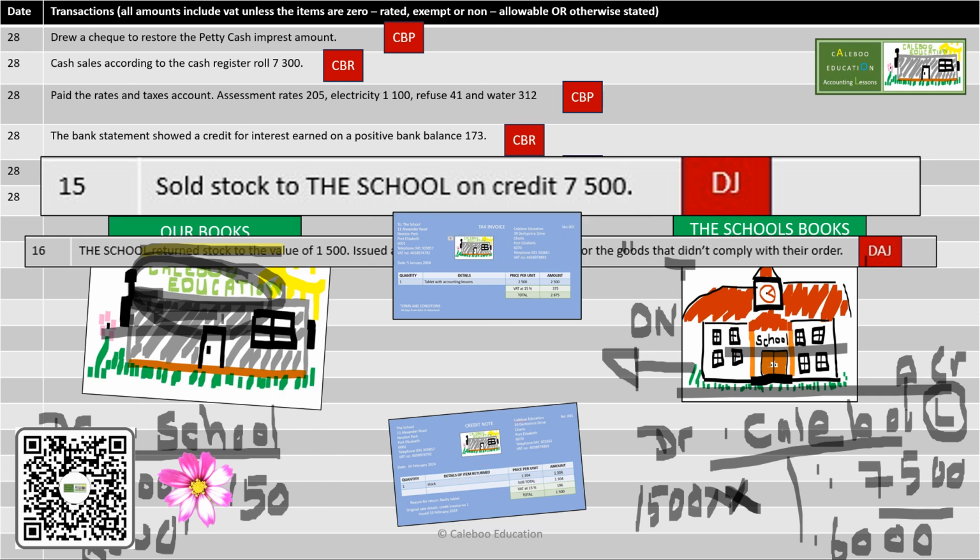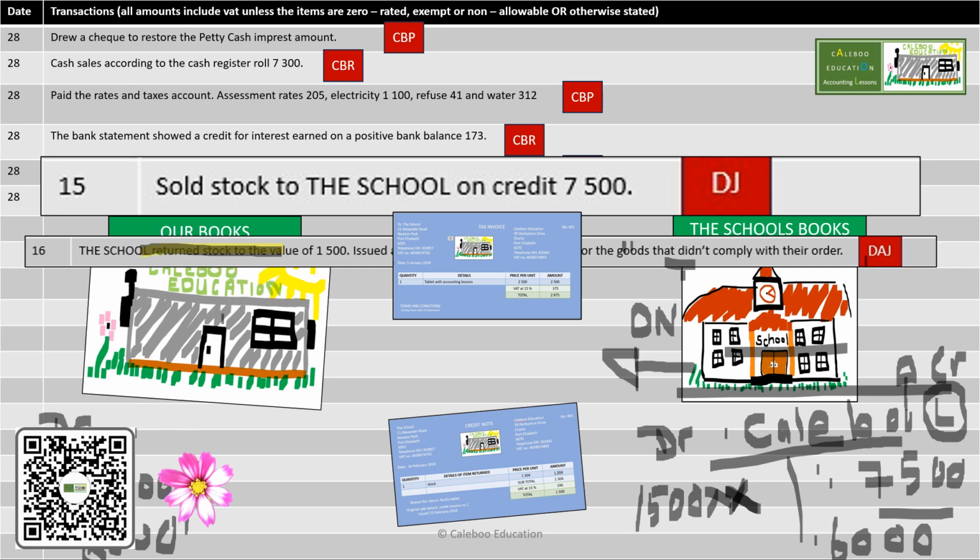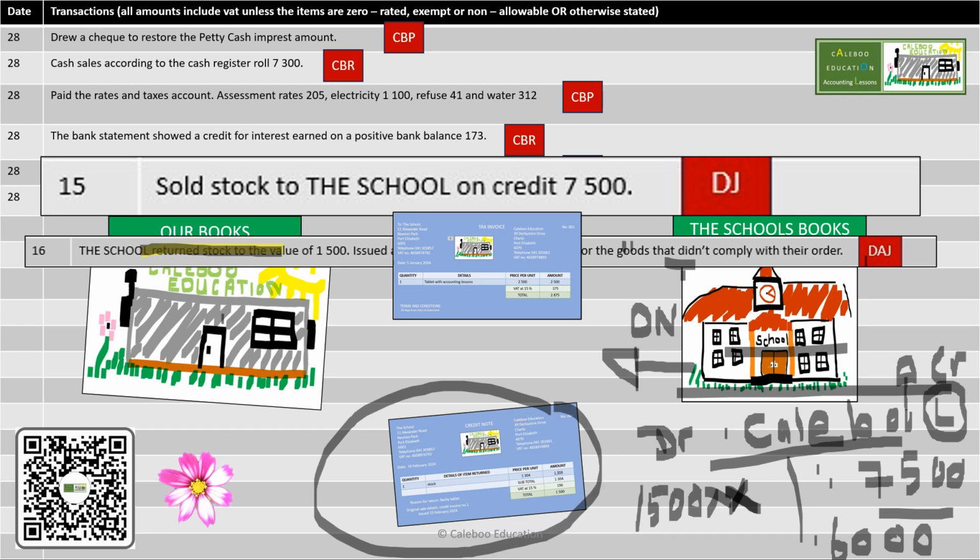But the documents that Calibre Education used in their books were, first of all, when they made a credit sale, they issued a tax invoice, a credit invoice. Then they accepted the claim for goods which did not comply with the order, and they issued a credit note. The credit note original goes to the school, and Calibre Education used the duplicate to record the return. So that's quite a mouthful. You might need to watch that a few times.